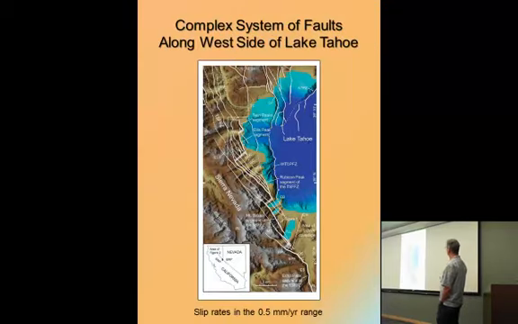All right, so on the west side, it's a very complicated system. All these white lines are mapped traces of faults. This thing right here is the West Tahoe Dollar Point Fault Zone. There's Tahoe City there.